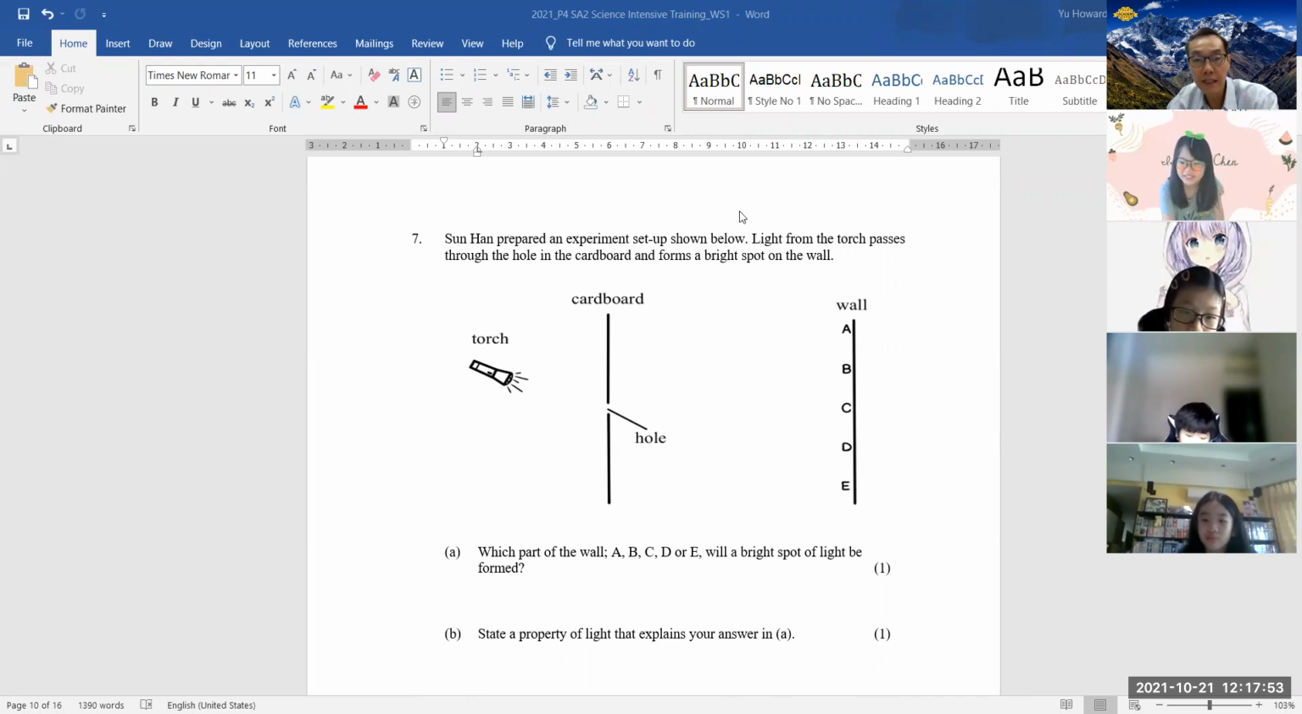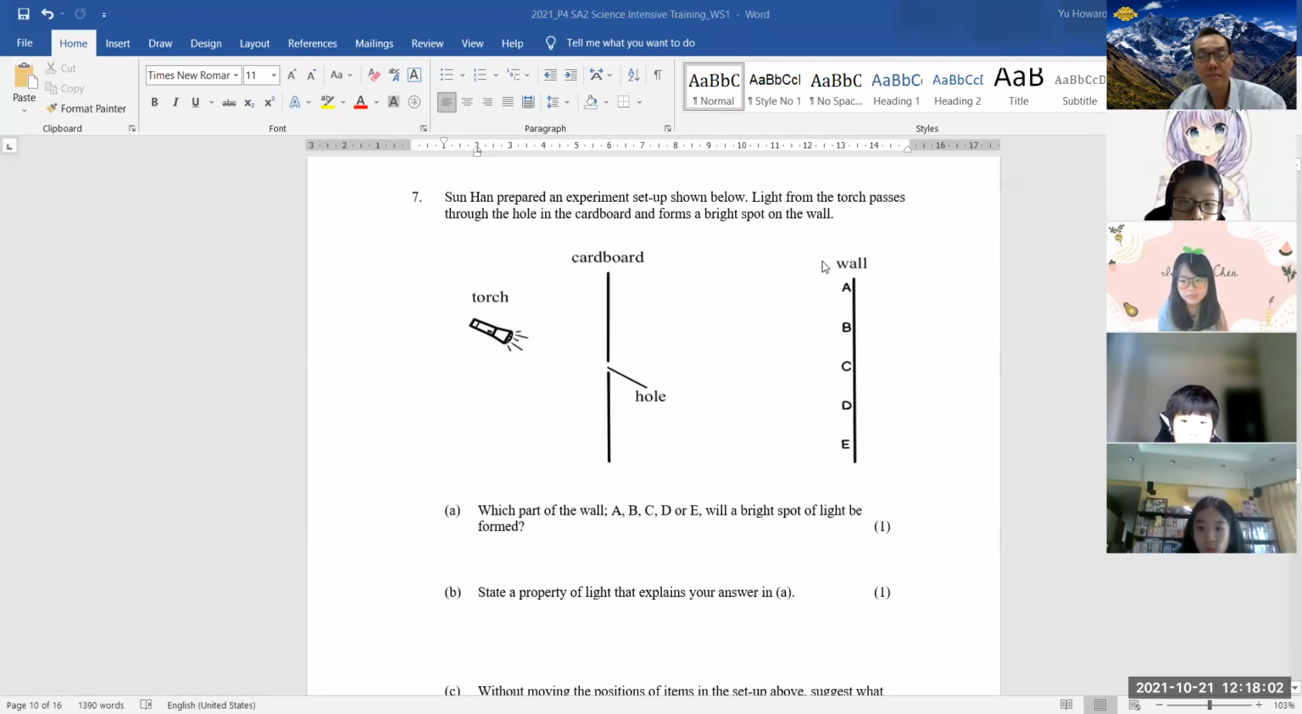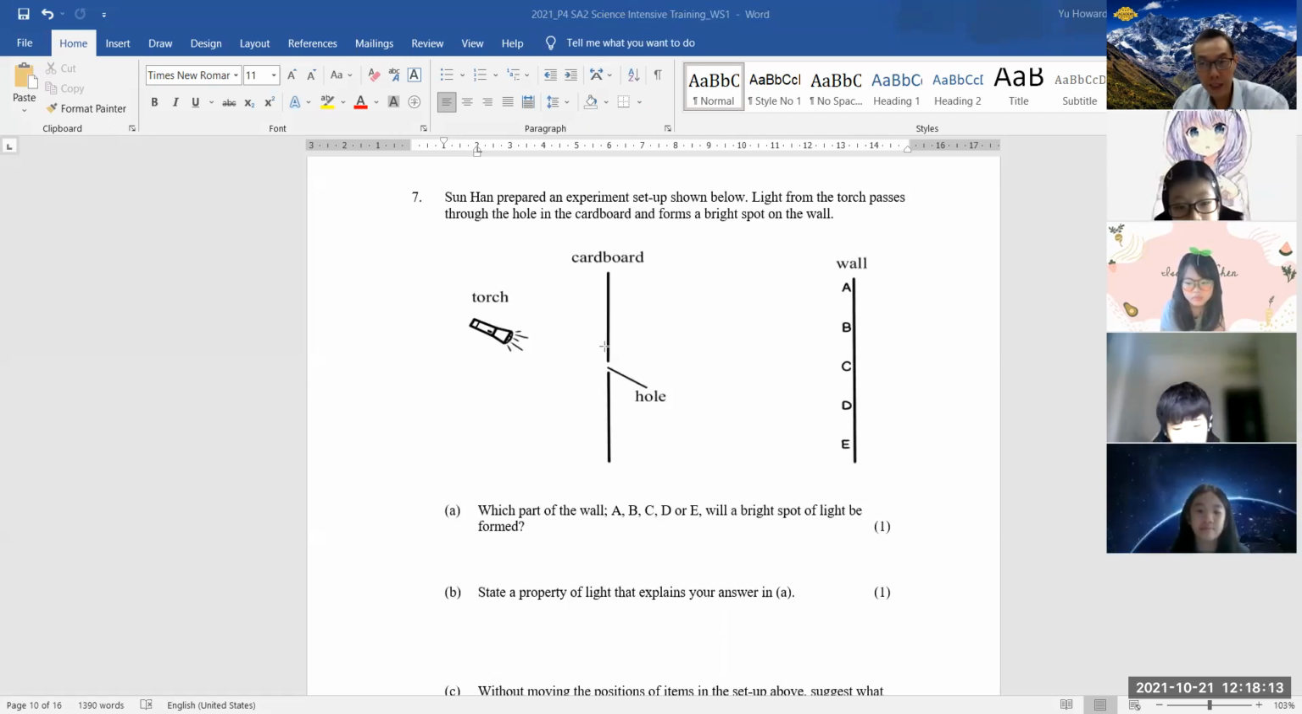Prepare an experiment setup shown below. Light from the torch passes through the hole in the cardboard and forms a bright spot on the wall. Which part of the wall, A, B, C, D, or E, will a bright spot of light be formed? Okay, thank you. For these questions, I want you to develop a skill.